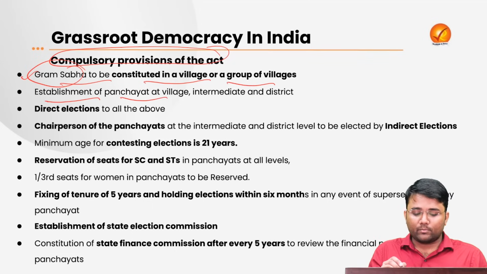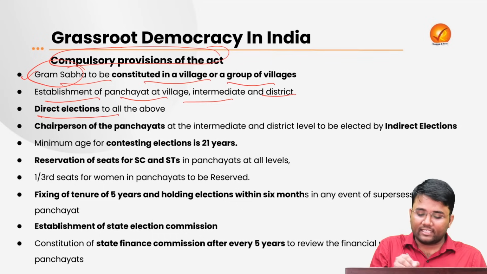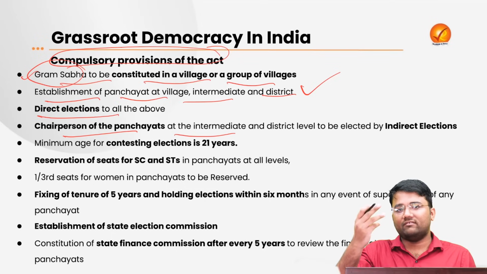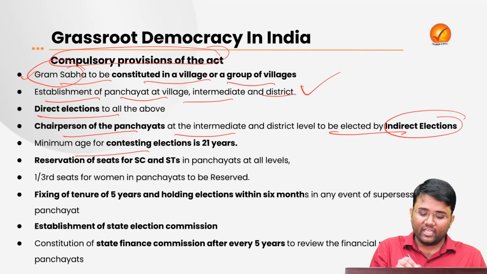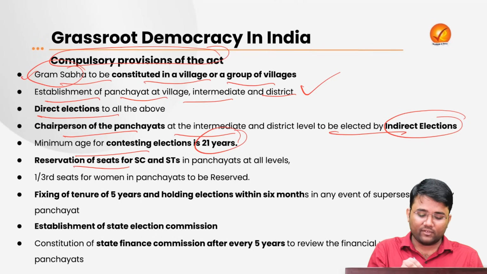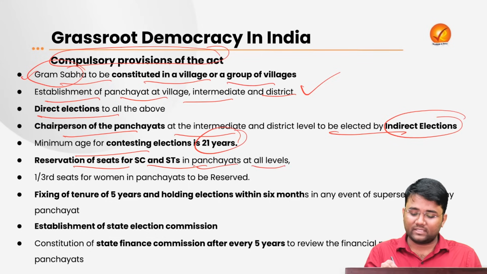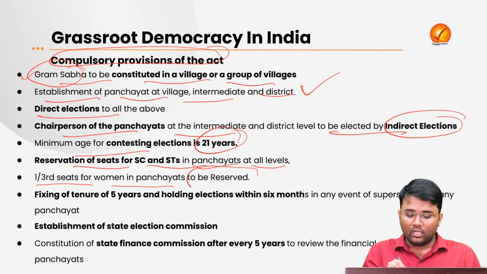Then there is establishment of panchayats at village, intermediate and district levels, and direct elections for all these three levels. The chairpersons of the panchayats at the intermediate and district level, that is the block level and the Zilla level, are to be elected by indirect elections. Minimum age for contesting elections is 21 years. There is reservation of seats for scheduled castes and scheduled tribes in panchayats at all levels, and one-third of the seats in panchayats are to be reserved for women.